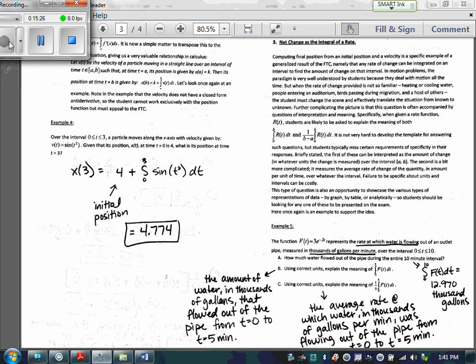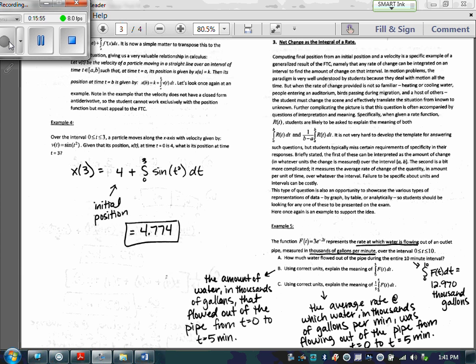Okay? It says on example number 5 that f is the function that represents the rate at which water is flowing out of an outlet. So if this is a rate, what does f really represent? The derivative, right? So f is the rate at which water is flowing out of an outlet pipe, measured in thousands of gallons per minute. If I were you on the test, I would do things like that, circling or underlining key important words so that I remember to include those.